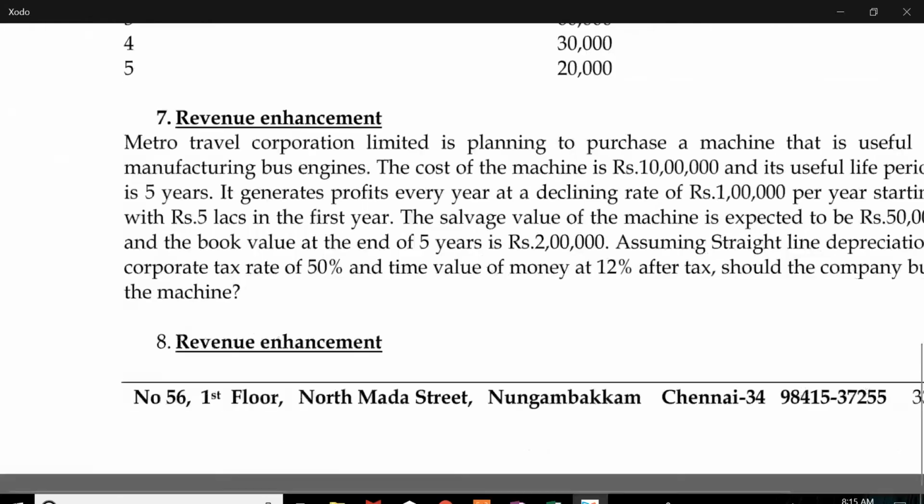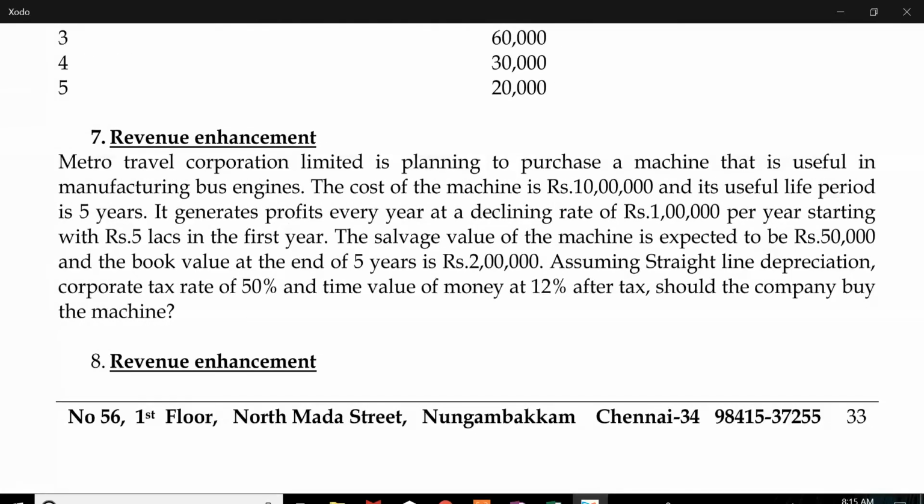Let's move to questions now. Let's come to question 7. Metro Travel Corporation Limited is planning to purchase a machinery that is useful in manufacturing bus engines. Cost of machine is 10 lakhs. Useful life period is 5 years. Profits every year at a declining rate of 1 lakh per year, starting with 5 lakhs. Salvage value 50,000. Book value 2 lakhs. SLM, tax rates. Should the company buy the machine?